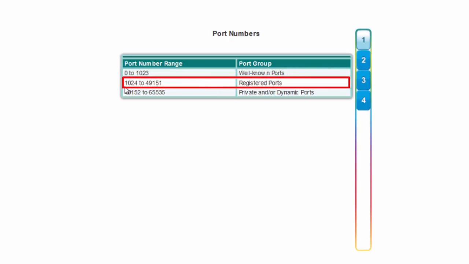The range 1024 all the way to 49,000 is what we call registered ports, in which case if we were to develop some new services that are running on some devices, we can use some of these port numbers for these services. However, if we, for example, use an FTP server, this is part of the well-known services.